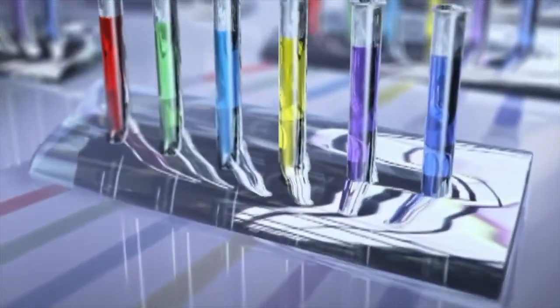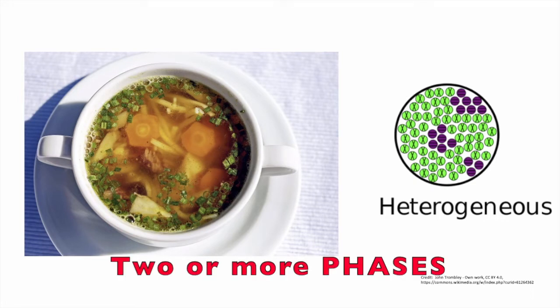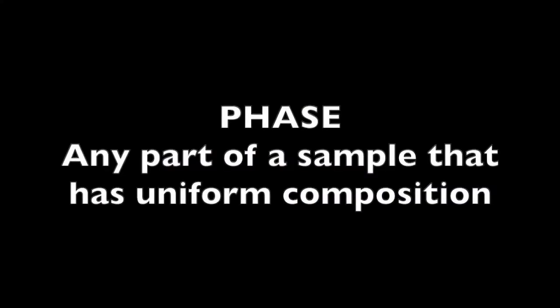Today we'll be talking about solutions. Here's a review. There are two types of mixtures: homogeneous mixtures and heterogeneous mixtures. Heterogeneous mixtures are mixtures that are not uniform in composition. They contain at least two or more ingredients or phases. In the context of mixtures, a phase is any part of a sample that has uniform composition.